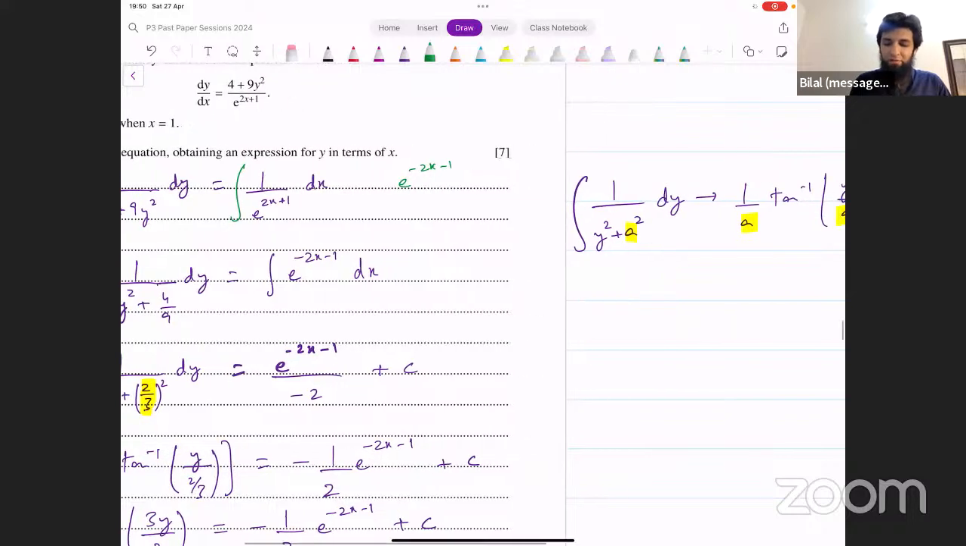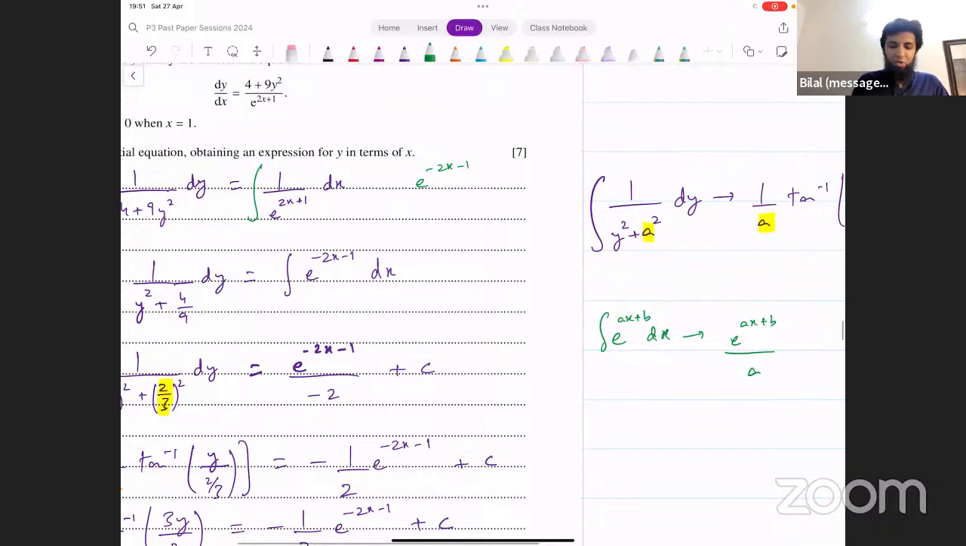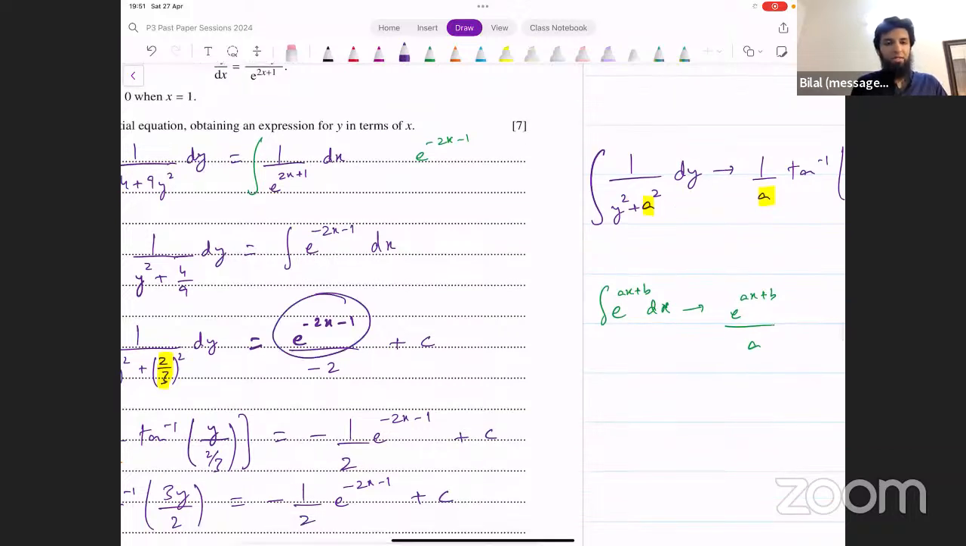Now, what's the rule that we've got? Integration of e power x, as per the formula sheet, is just e power x. However, if there's something else instead of x here, some linear expression, what does the integral become? E raised to power ax plus b divided by the derivative of that. That's the rule that we've applied here. It was e raised to power minus 2x minus 1. That remains e raised to power minus 2x minus 1. But then we divide by the derivative of minus 2x minus 1, which is minus 2. That's minus 2 here.